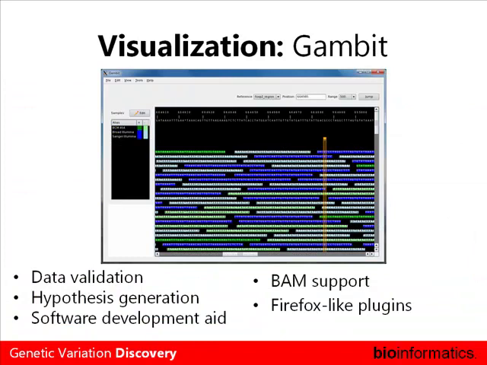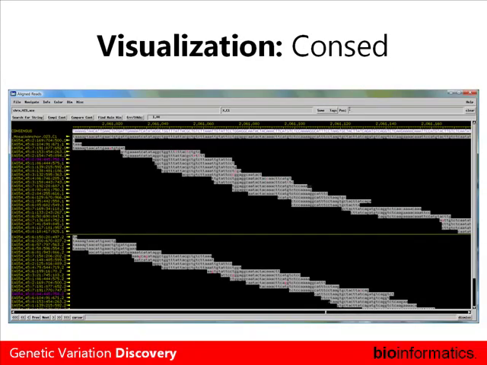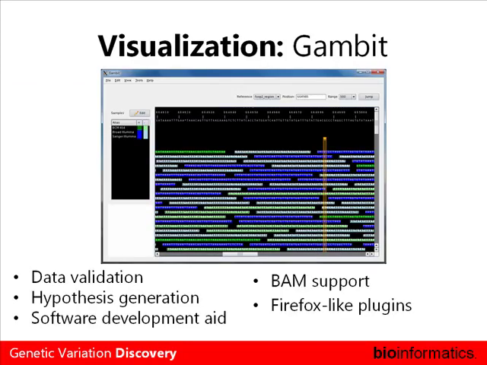So then we have Gambit, where you'll notice that in Consed you pretty much have a read for every line. Most of the modern visualizers try to compact everything so it more closely approximates a coverage diagram. And so we're using Gambit to do some data validation and generate new biological hypotheses. Mostly for us, it's a software development aid, just to see, okay, how are my current alignments looking? Do I have any artifacts? It uses BAM support, but what's going to be interesting about Gambit is that it's going to use Firefox-type plugins.